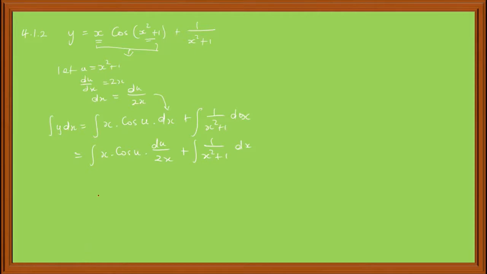Let's cancel the x. X will cancel x, so that we can have only one term. Then we say, what will it be? It will be 1 over 2 integral of cos of u du plus integral of 1 over x squared plus 1 dx.